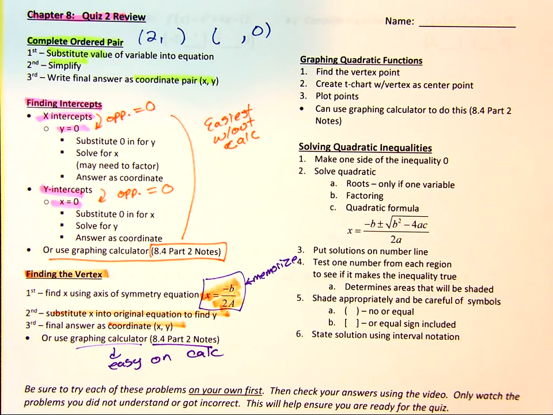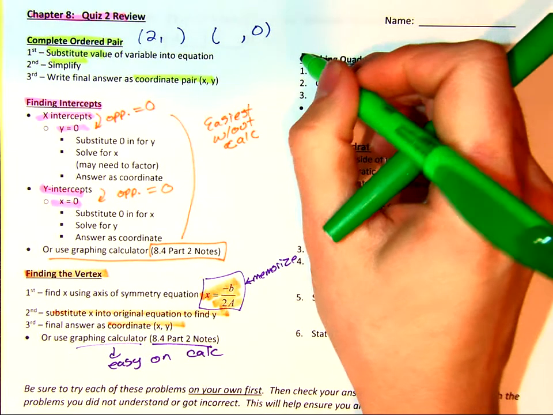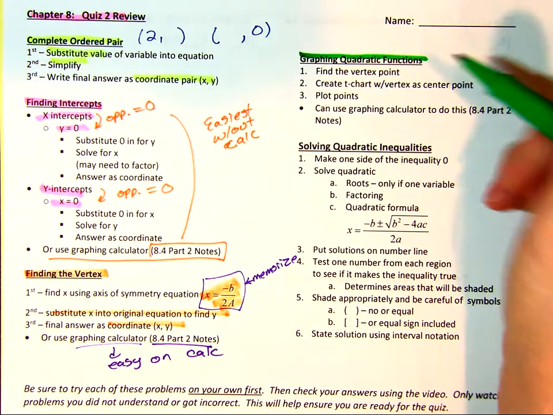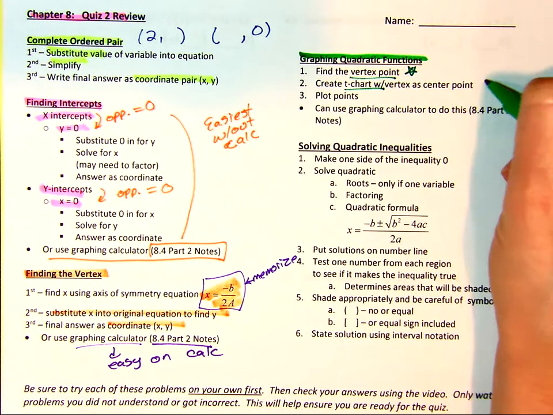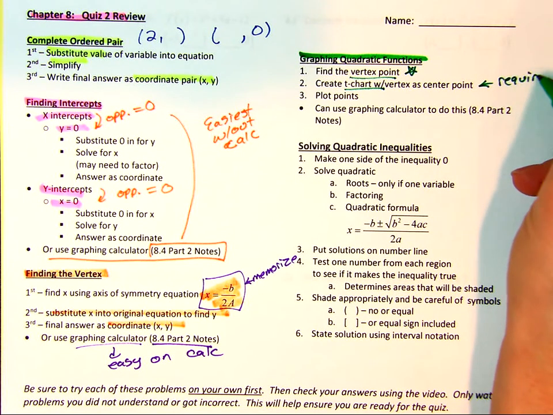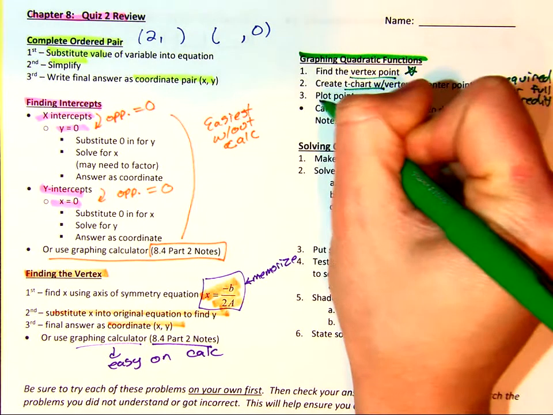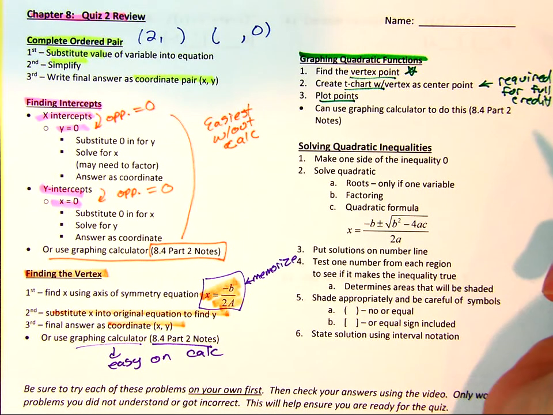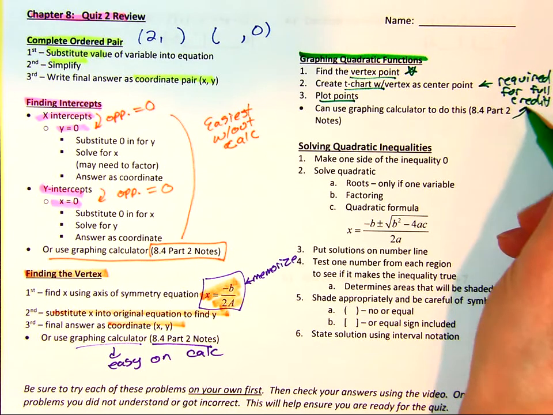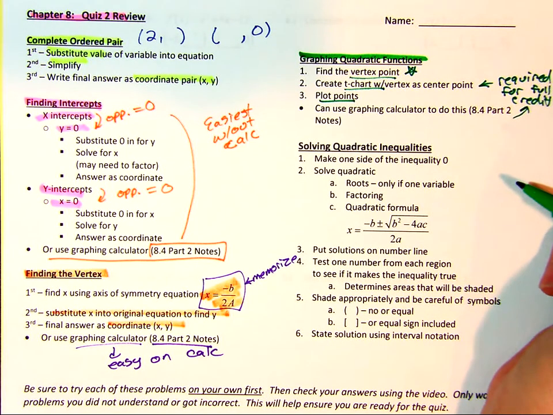Then the final step was to actually be able to graph the quadratic. Remember that I require that you find the vertex, that you write that in, and that you create a t-chart of points, required for full credit. You need to plot your points. You can use your graphing calculator to create those t-charts. If you don't remember, look back at those 8.4 part 2 notes.